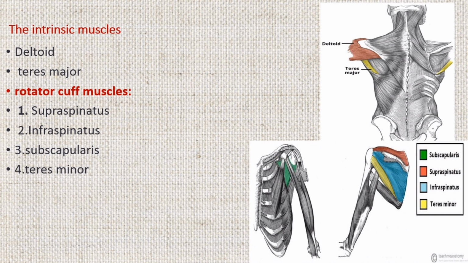Supraspinatus. Attachments. Originates from the supraspinous fossa of the scapula, attaches to the greater tubercle of the humerus. Actions. Abducts the arm 0 to 15 degrees, and assists deltoid for 15 to 90 degrees. Innervation. Suprascapular nerve. Infraspinatus. Attachments. Originates from the infraspinous fossa of the scapula, attaches to the greater tubercle of the humerus. Actions. Laterally rotates the arm.